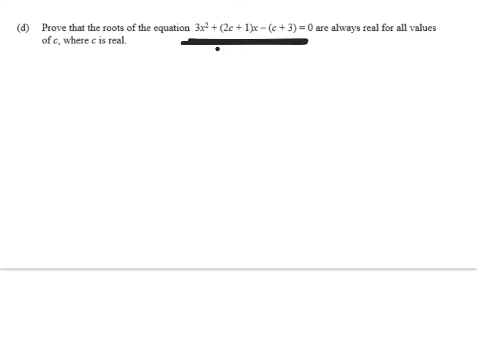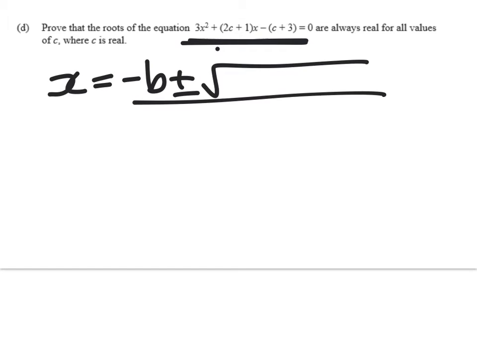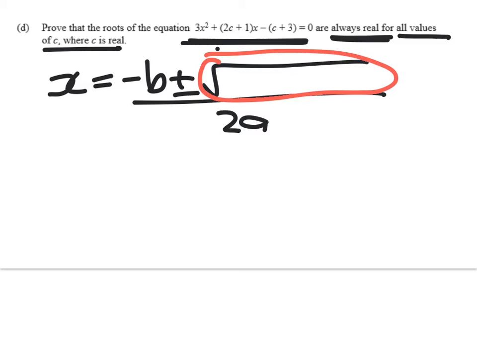Right, so you might be tempted to think, okay, roots of the equation, I have to find the roots of the equation. So you're going to start thinking like this: x is equal to negative b plus or minus the square root of blah blah blah over 2a. But we don't have to do that, because all we're asked to prove is that the roots are always real for all values of c. So to prove that the roots are real, we just have to work with the discriminant in here.